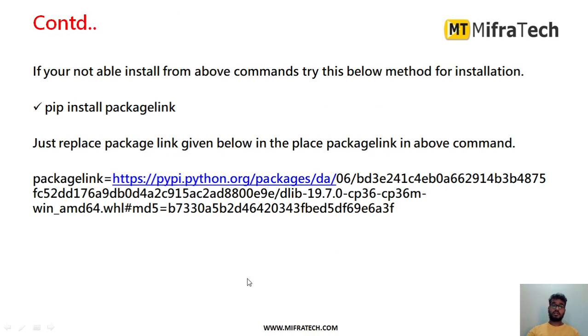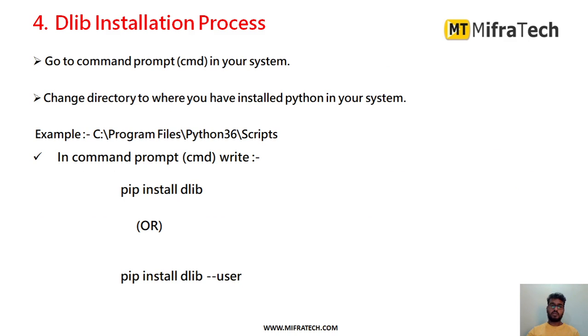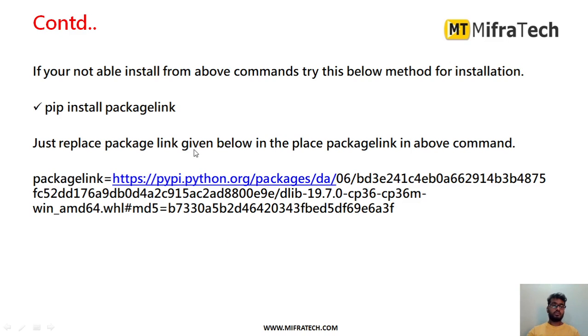There is also an alternative method. If you are not able to install using those two methods, in the same command prompt you just type pip install and then the package link. The package link is given below. Here you can see http. Copy the whole package link and paste it in place of the package link. So type pip install with the whole link, hit enter, and you can install dlib easily in your system. So this is the alternate way. First try those two methods, pip install dlib or pip install dlib minus minus user. If you are not able to do it, you can use this alternative method.